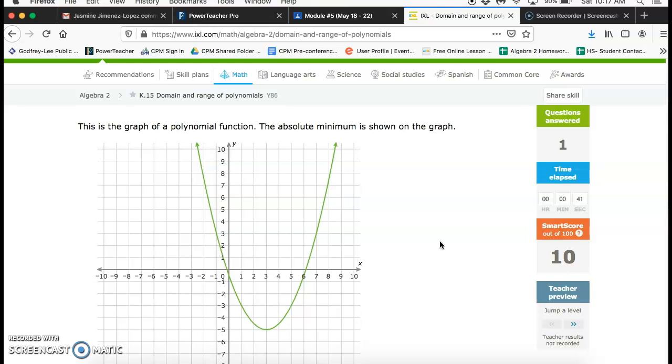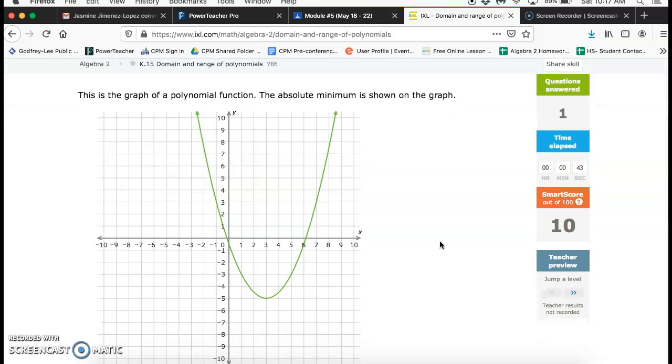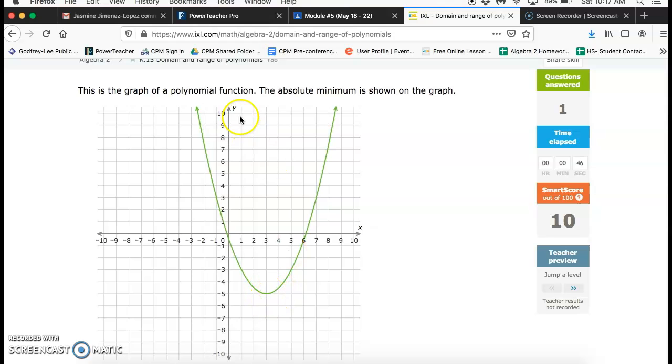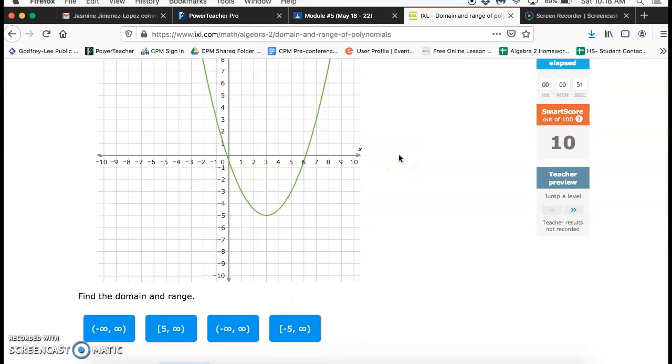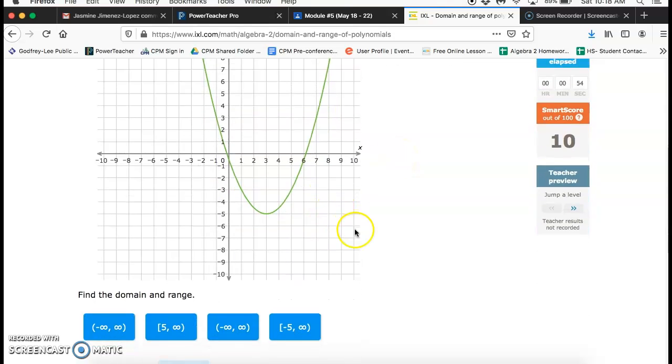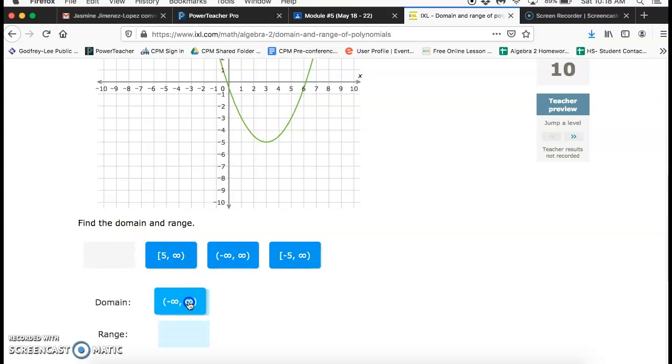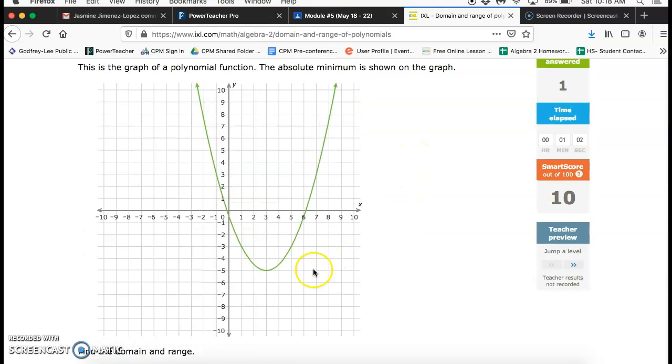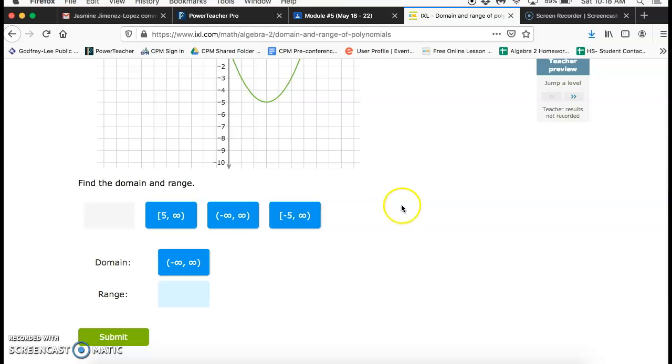Okay, now this one does have a minimum value, no maximum. There's no leftmost or rightmost value. So if I start with domain, domain is not limited in any way. It's negative infinity to infinity. Okay, now for range, we have a lowest point right here, and if we follow that over, that's negative 5. So it's negative 5 up to positive infinity. So I just have to be careful I get the right one, negative 5 and not positive 5. The square bracket indicates that it includes that point at negative 5.